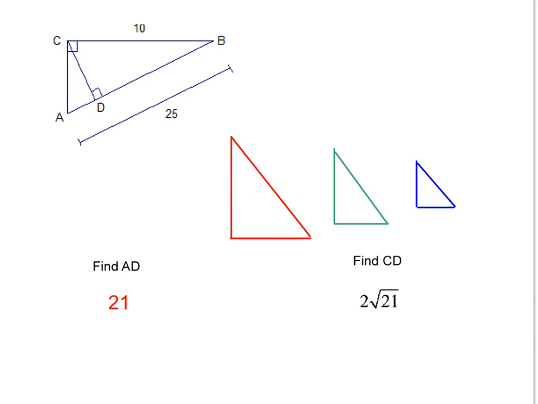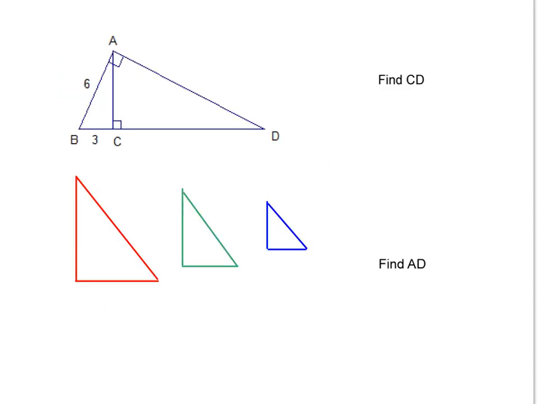Okay, you should have found that AD was 21. That was my x. And CD, which was my y, was 2 root 21. Let's try one more. I'm going to let you completely do this one on your own. The only thing I'm going to do first is put in some x's, y's, and z's because we're looking for CD.